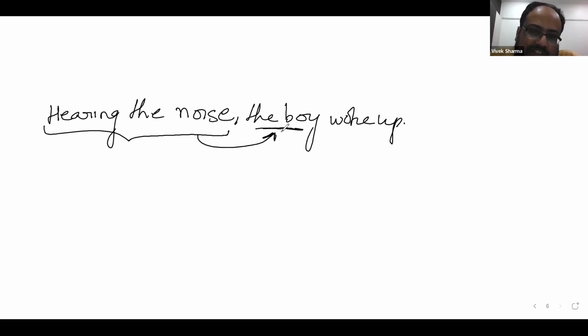So if I ask myself, which boy woke up? The boy who heard the noise. So hearing the noise is something that has been done by the boy, so it modifies the boy. Hearing the noise is a present participle. Why present participle? Because it is verb plus ing. Hearing is verb plus ing. So this is a multi-word modifier that has a participle as the base of the modifier.